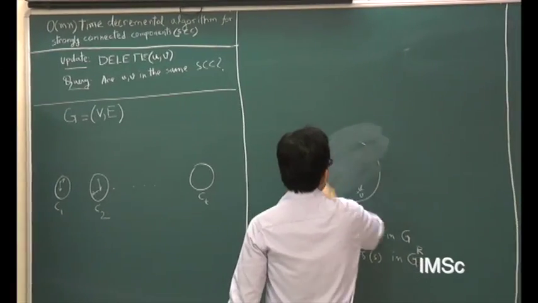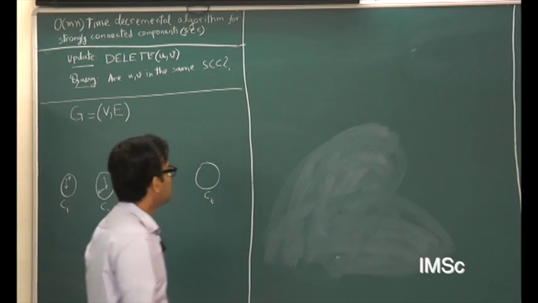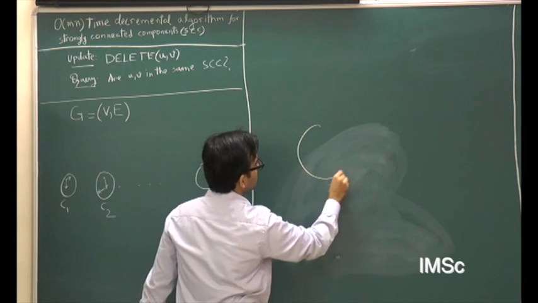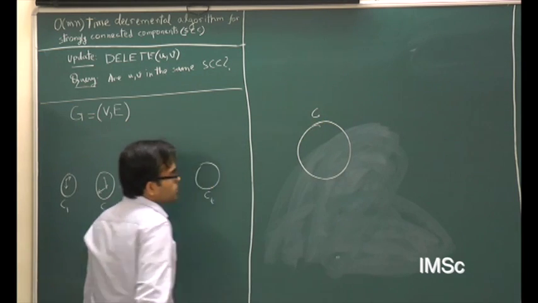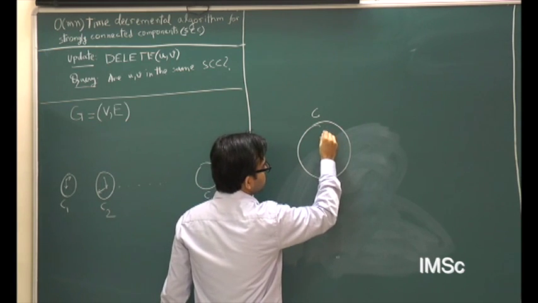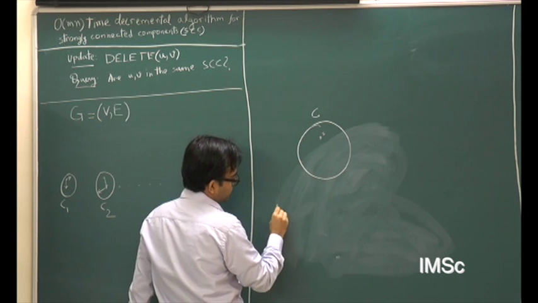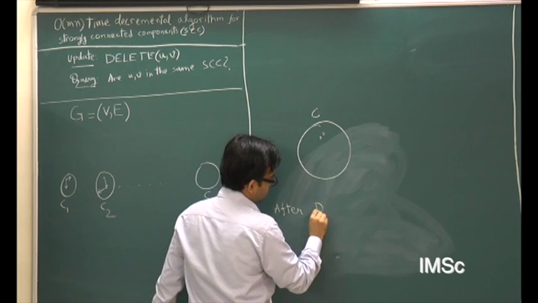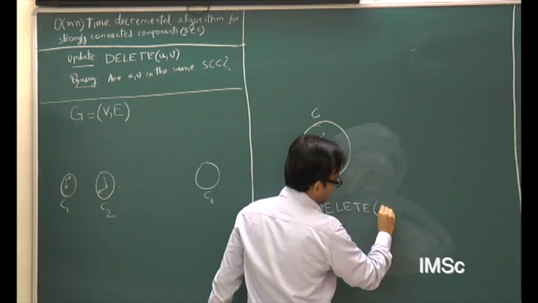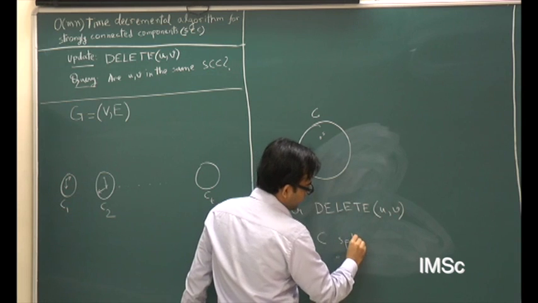Now, we need to answer this more general query. So, suppose we start with a strongly connected component. We had this source here, and after one edge deletion, suppose after we deleted this, C splits into multiple strongly connected components.